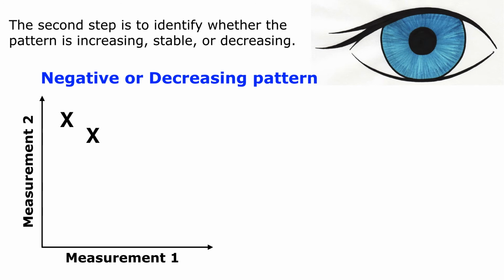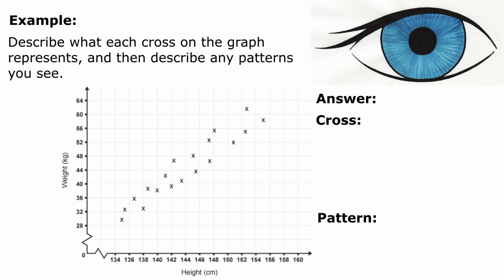The third type of pattern is our negative or decreasing pattern. If we look at the crosses there, what's happening is that those are all heading downwards. Okay, it's like skiing downhill. So that's our negative or our decreasing patterns.